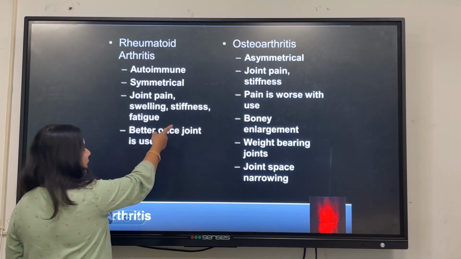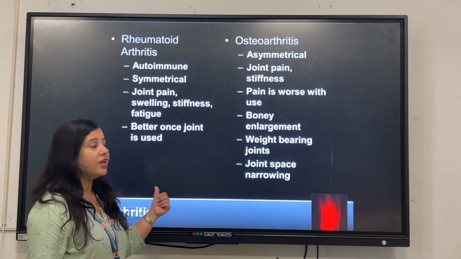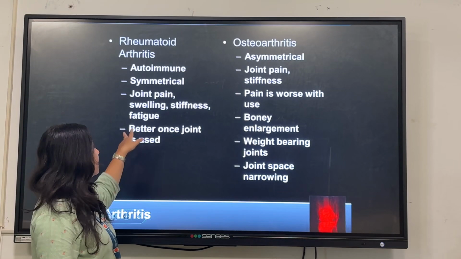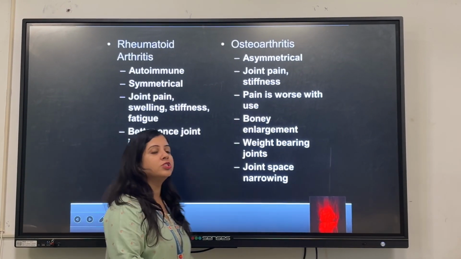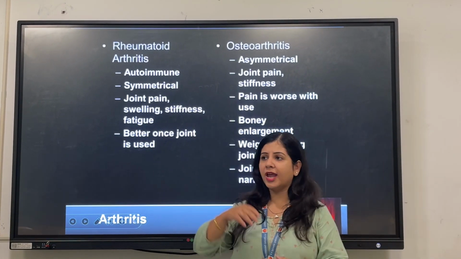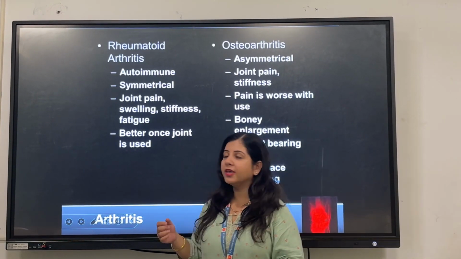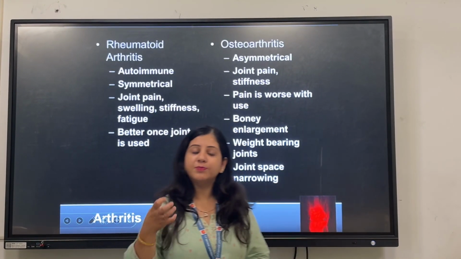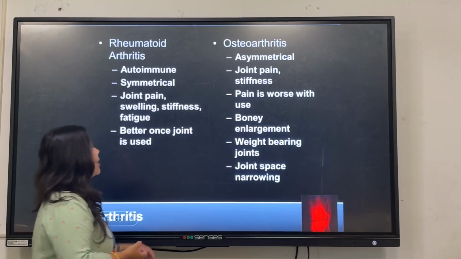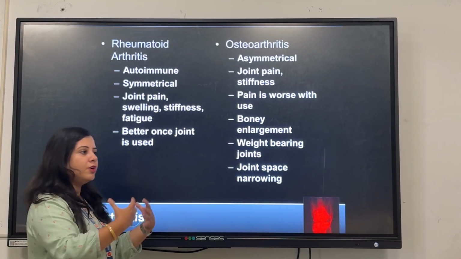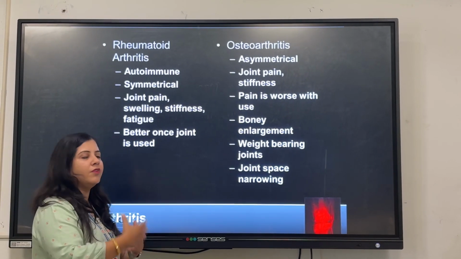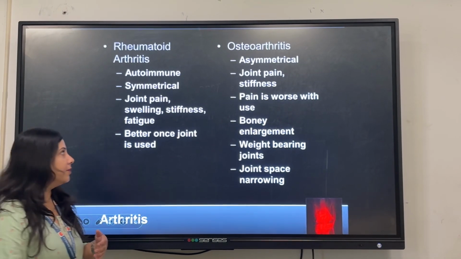There will be joint pain, swelling, stiffness, and fatigue, and it is better once the joint is used. That means in the morning when the patient wakes up, he will complain of pain and stiffness. But when he starts doing his activities, the pain will slowly subside.